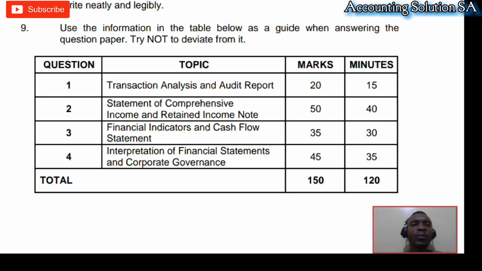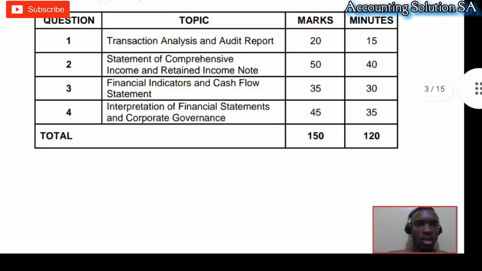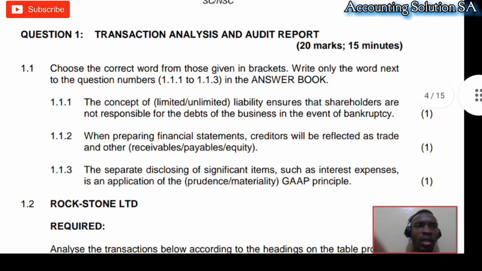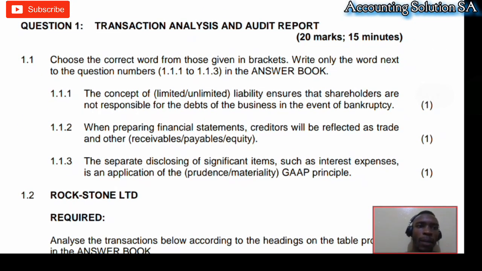Okay, then number 4, interpretation of financial statements and corporate governance. Okay, let's look at this question in detail. Question 1, remember, it's only 20 marks. Then it's multiple choice, guys.